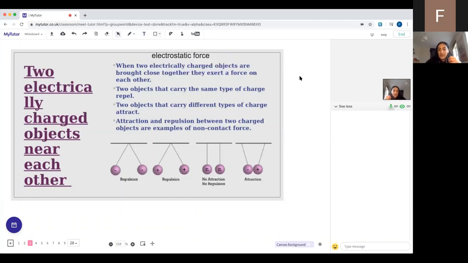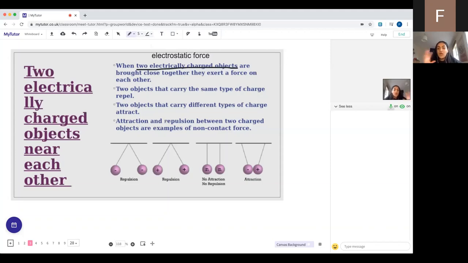So this force acts between any two electrically charged objects, which, when brought close together, exert a force on each other. Now if we have two objects that carry the same type of charge, whether positive or negative, then they repel. And if we have two objects that carry different types of charge, they attract.